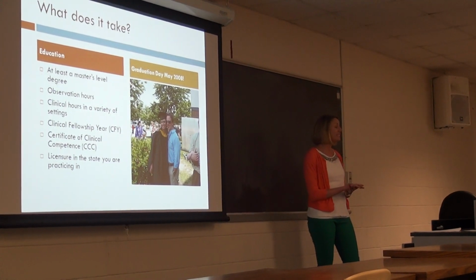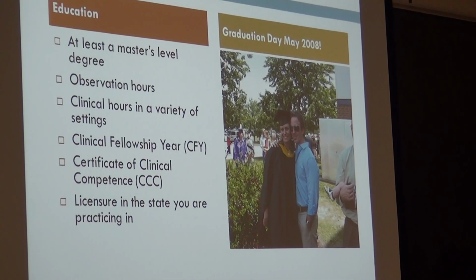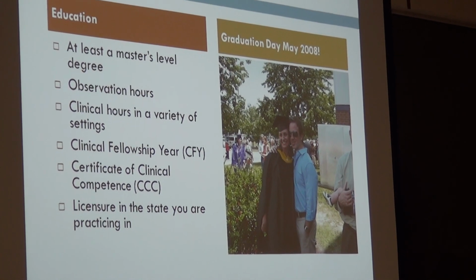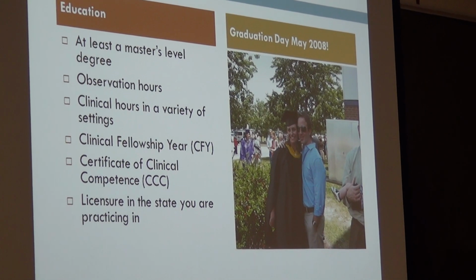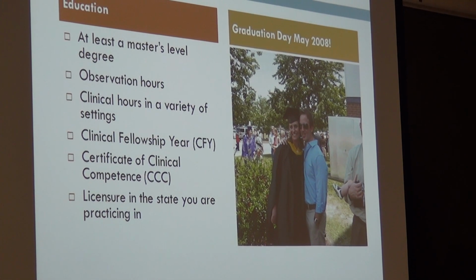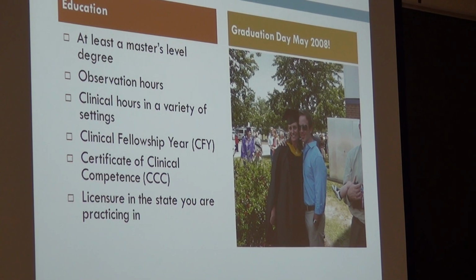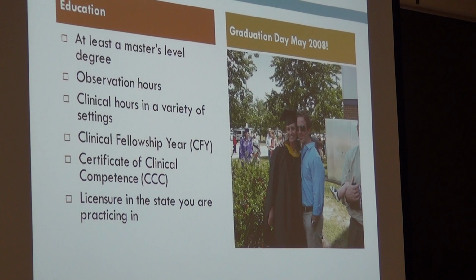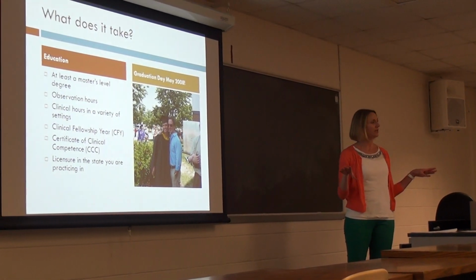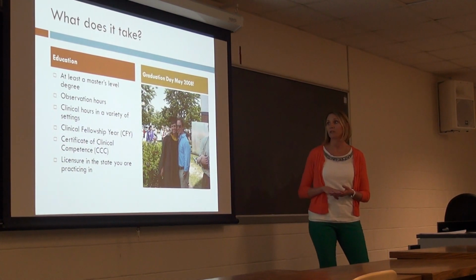So what does it take? It's hard work, I'm not going to lie. And that master's level degree, you have to have it. It's the minimum requirement. Like Anthony said, it's hard to get in, and once you get in, it's hard work. But it's worth it in the end. Some other things you have to have are observation hours. It's 25 observation hours for ECU. I'm not sure if that's a national thing, but I know at ECU you have to have at least 25 observation hours.